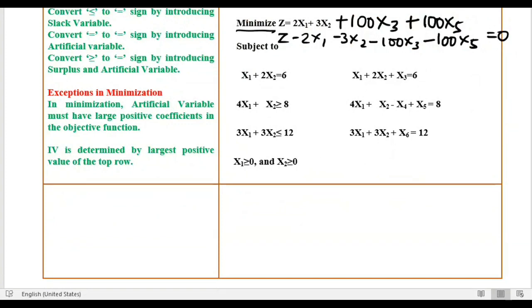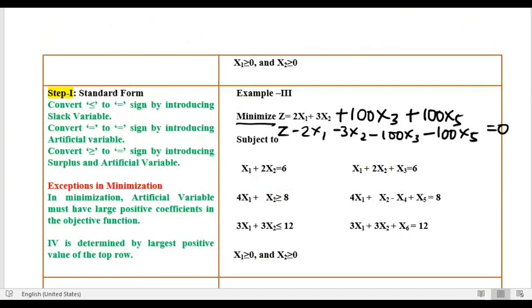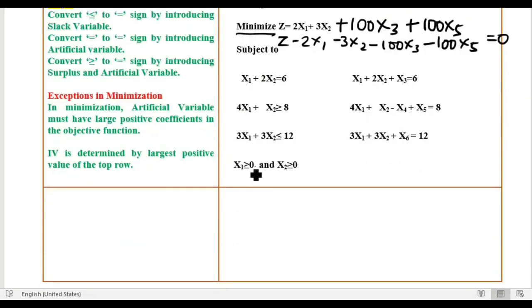Okay, so this is all about the simplex method in linear programming for maximization as well as minimization.